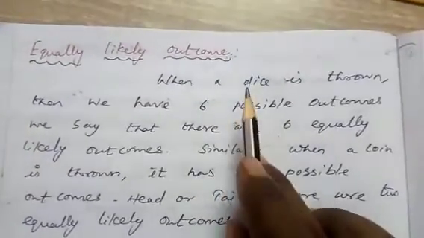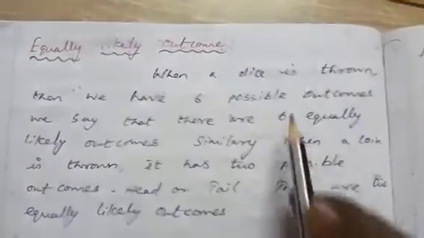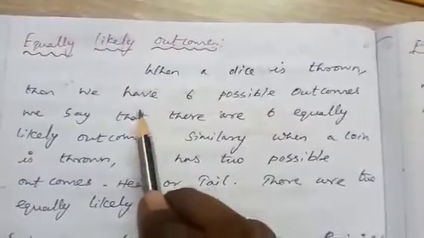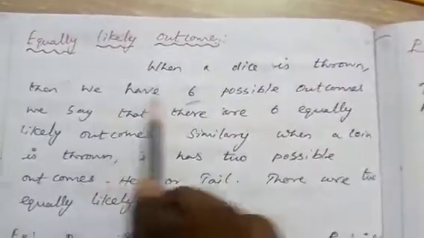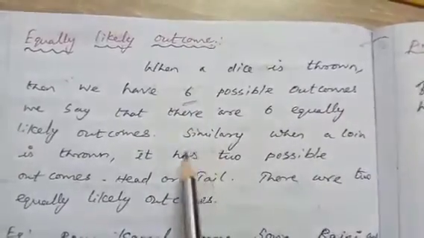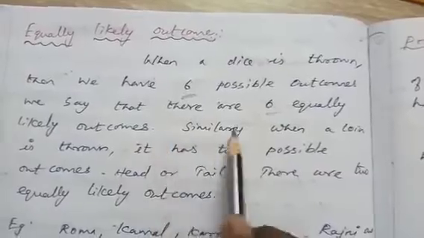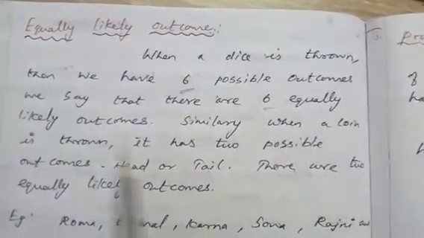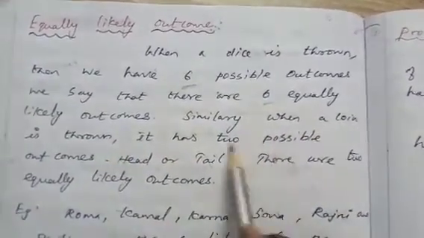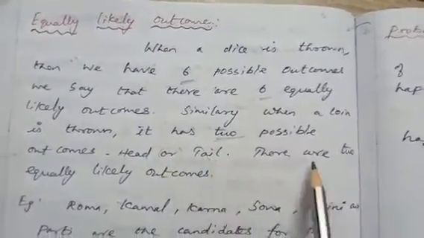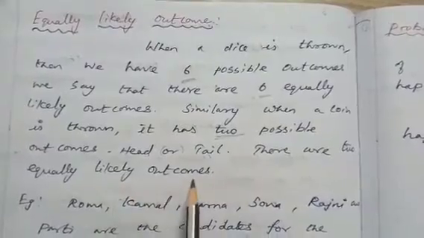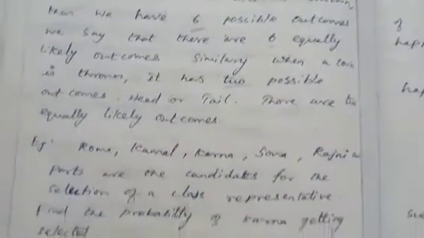Equally likely outcomes. When a dice is thrown, we have 6 possible outcomes. We say that there are 6 equally likely outcomes. Similarly, when a coin is thrown, it has 2 possible outcomes, that is head or tail. There are 2 equally likely outcomes. Now let us see the example.